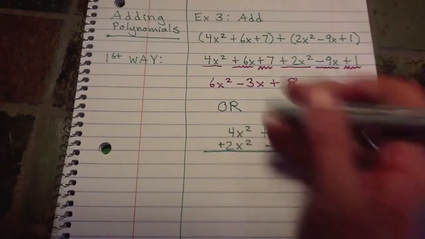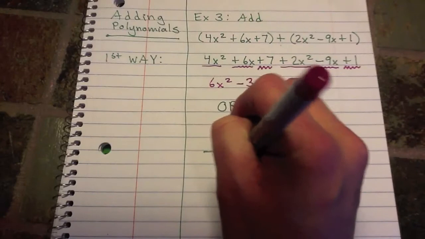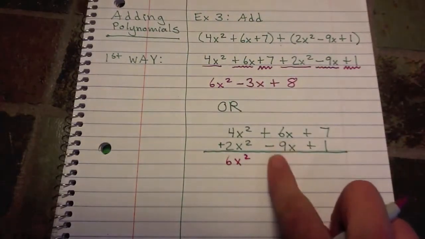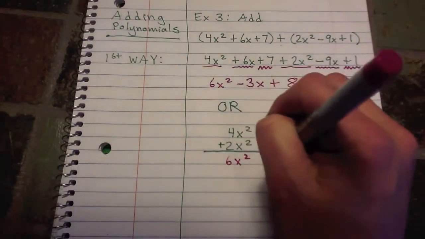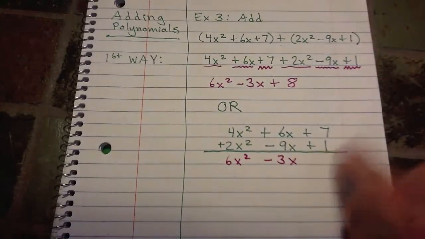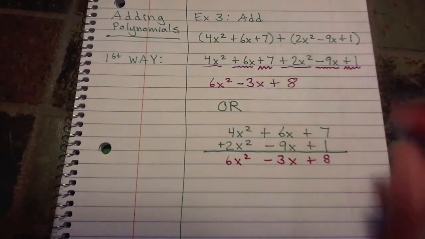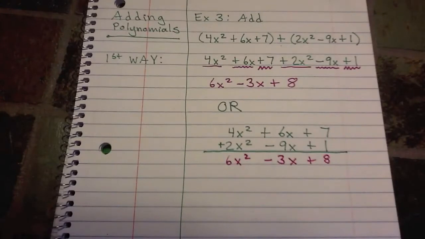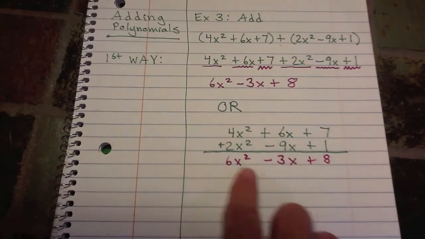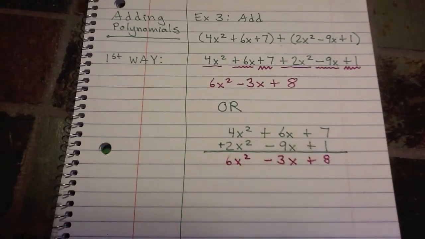So 4 plus 2 is 6, so I have 6x squared. 6 subtracting 9 is a negative 3x. 7 plus 1 is 8. Same exact answer, 2 ways to get there. Just remember, if you're going to do it this way, you have to line up like terms only.